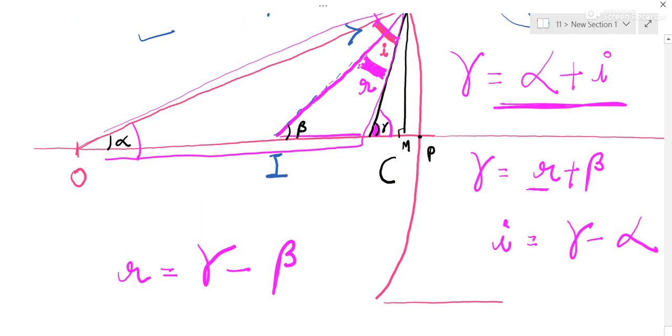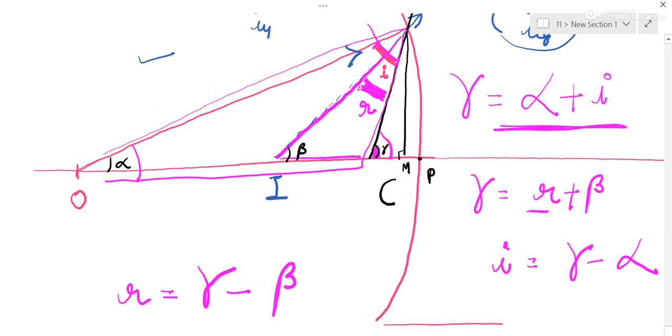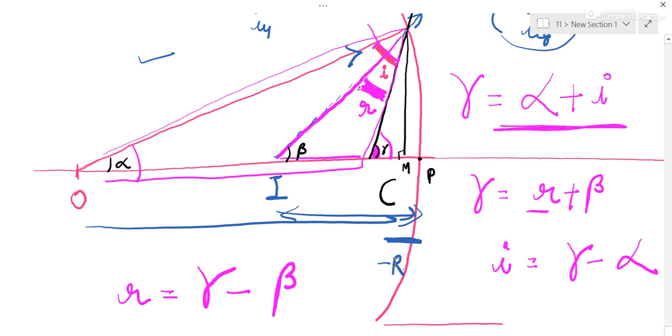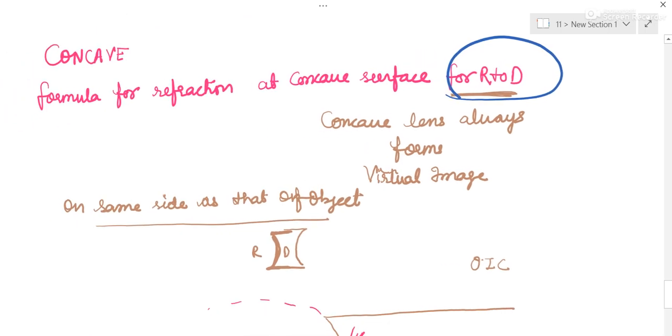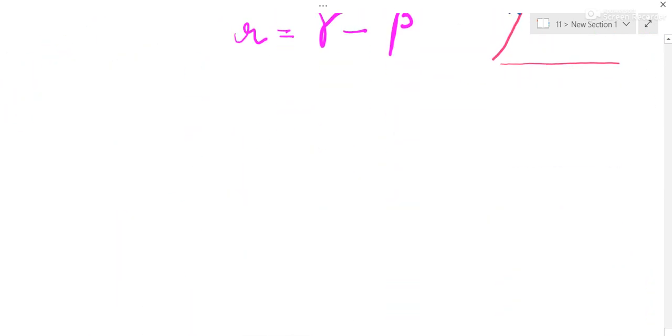I and R is with you. Now object distance will be negative. Image distance would be minus V and CE distance, PC, will be minus R. It is a case of rarer to denser. So your result should match with rarer to denser that you have got, which is mu 2 by V minus mu 1 by U is equal to mu 2 minus mu 1 by R.